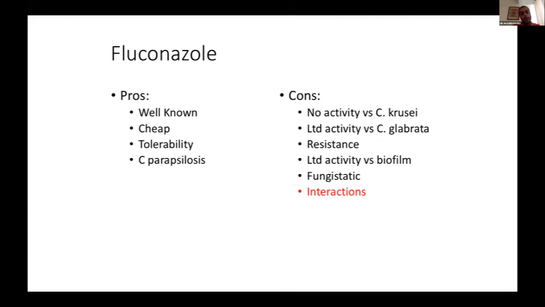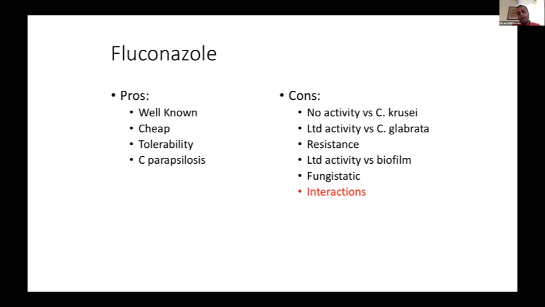Fluconazole is a very well-known drug, quite cheap, very tolerable. It has activity against Candida parapsilosis. Unfortunately, it has no activity against Candida krusei. It has 50% resistance against Candida glabrata, so you're supposed to double the dose in case you're left with no option. High levels of resistance develop, and it has limited activity against biofilm. Remember that especially in our patients who tend to have invasive catheters, we preach that we need to remove the catheters in case we develop any invasive fungal infections. The other disadvantage with fluconazole is that it's fungistatic. And of course, it has various drug-to-drug interactions.